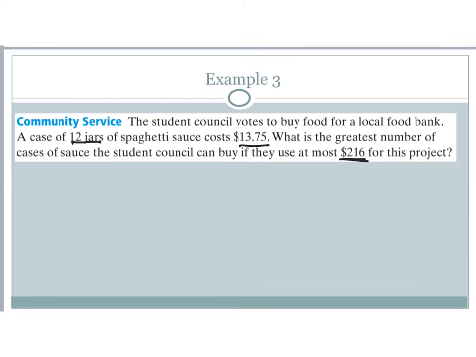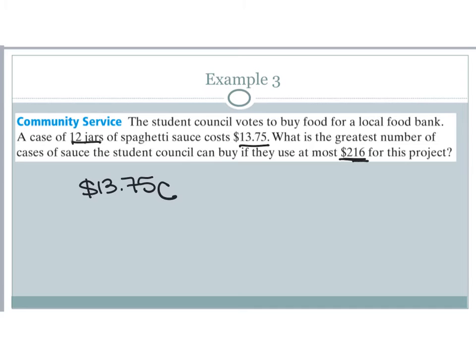So in this case, my price is $13.75 per case. So I'm going to have to multiply that to figure out the cost. So if I have $13.75 for each case, I'm going to have to multiply that by the number of cases C to find out what my total cost is.